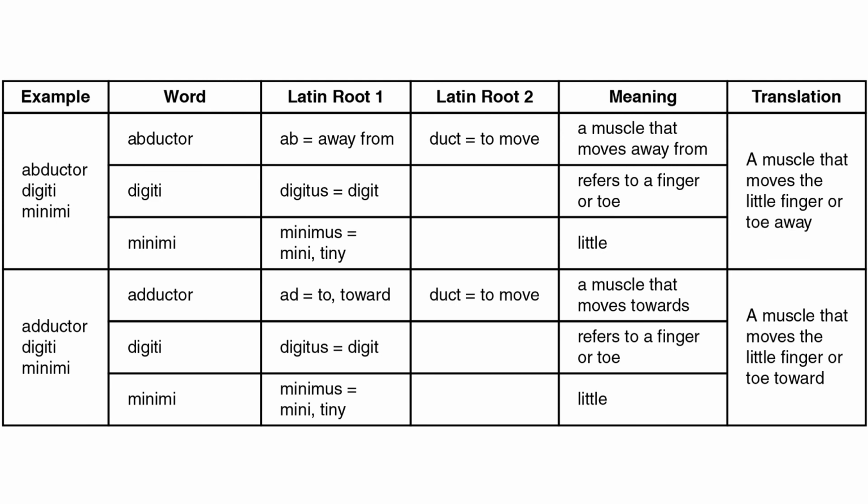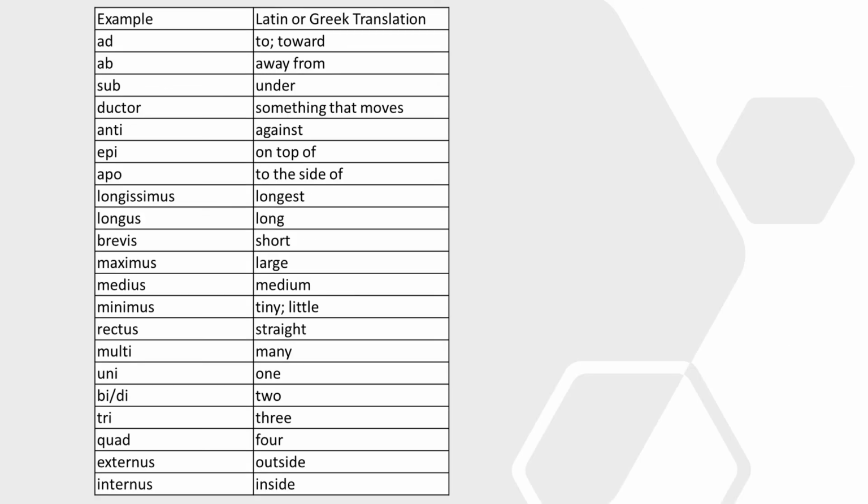When we have adductor digiti minimi, it's going to move toward the little finger or the toe, toward something. Okay, and so usually that's going to mean that you're moving it towards the body or away from the body. So here is a list.